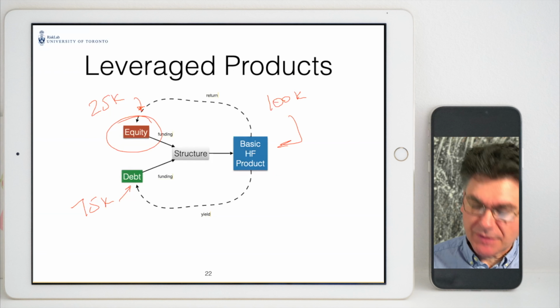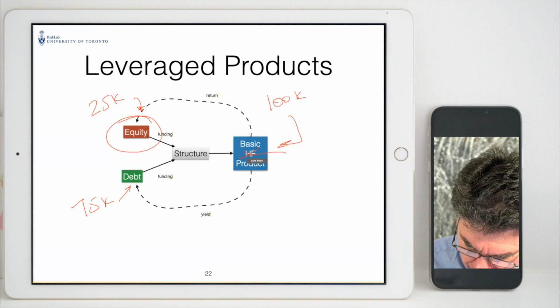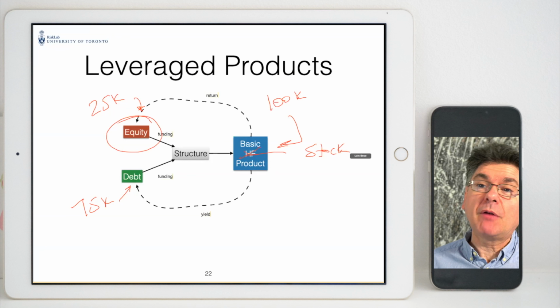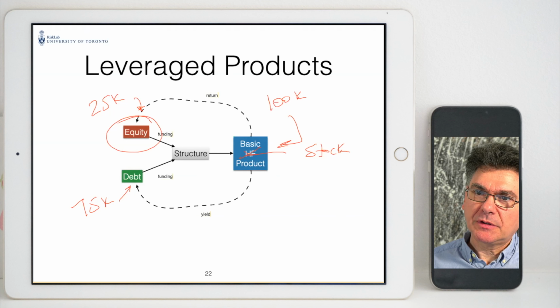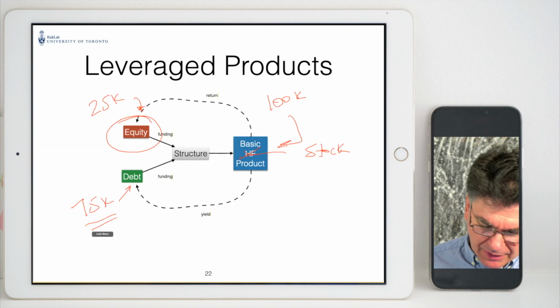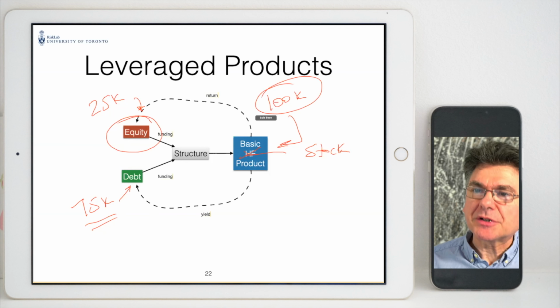100,000 is not enough for a hedge fund, so you can do that in a stock portfolio. For example, that would be the situation. Okay? You have 25,000, you're going to borrow 75,000, so you can invest in 100,000.